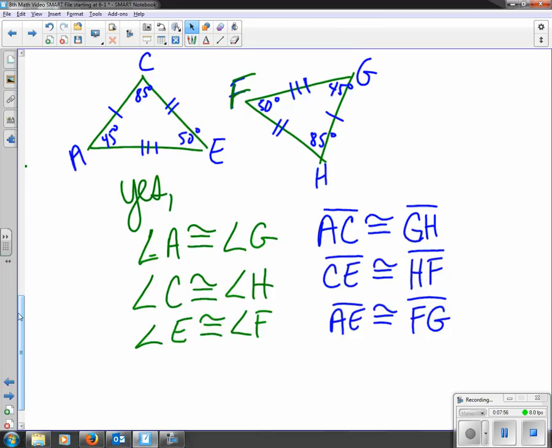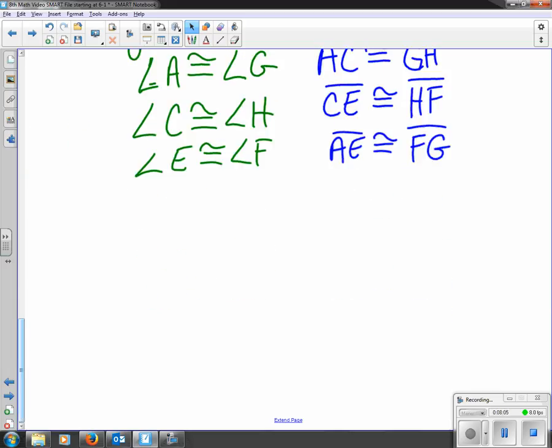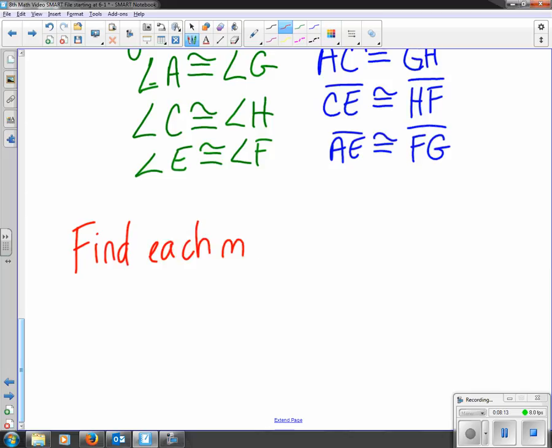You either write all the angles or you write all the line segments. It doesn't bother me. You pick which ones. I'm comfortable with either, but they're your congruent statements. Okay, now it says find each measure.